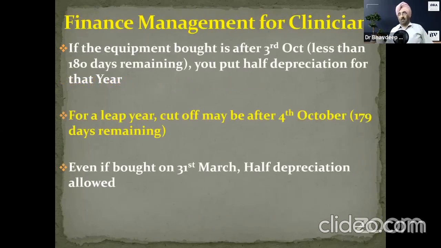So what is the cutoff date? If you buy it before 3rd October, you put full depreciation. If bought after 3rd October, half depreciation. The logic is less than 180 days remaining. September 30th is the 182nd day of the year from April. In a leap year, for example, we are currently in the leap year 2024, February will have 29 days. So this year the cutoff is 4th October. Even if you buy on 31st March, which is the last day of the year, you will get a half depreciation for that year. Clear?